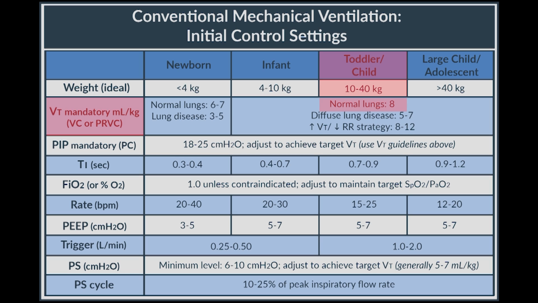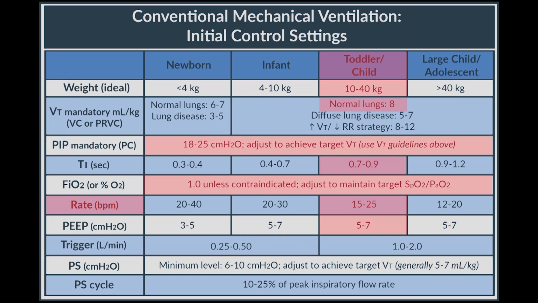Because the patient doesn't have lung disease, I'm going to start at a relatively low peak inspiratory pressure, 20. Again, once the patient is on the ventilator, I'm going to adjust that to achieve the target tidal volume. I'm going to choose an inspiratory time of 0.8 seconds. Because there's no contraindication, I'm going to choose an oxygen concentration of 100%. I'm going to choose 5 of PEEP just as a baseline pressure, and a mandatory breath rate of 15 breaths per minute. And that 15 breaths combined with the 8 milliliters per kilo should yield a minute ventilation a little over 3 liters per minute.